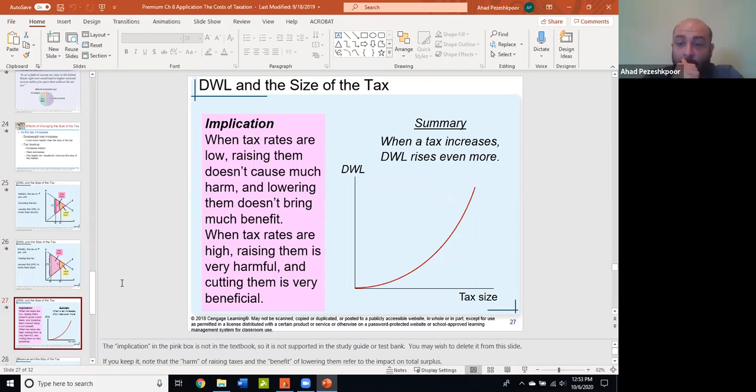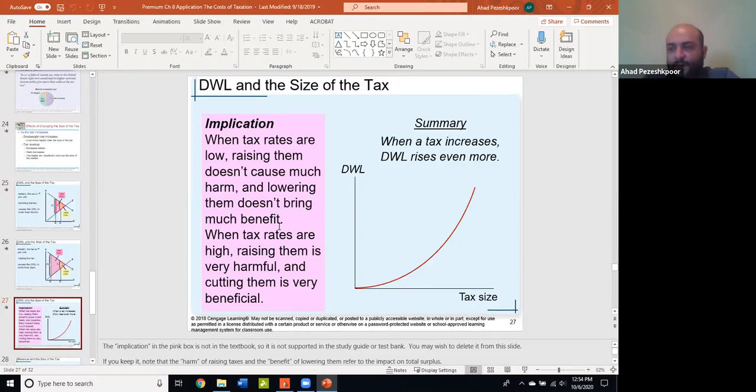That's why we need the optimal amount. When tax rates are low, raising them doesn't cause much harm. Lowering them doesn't bring much benefit. When tax rates are high, on the other hand, raising them is very harmful and cutting them is very beneficial.